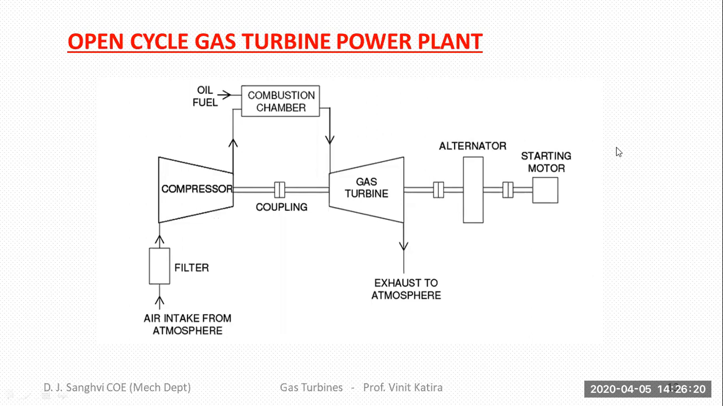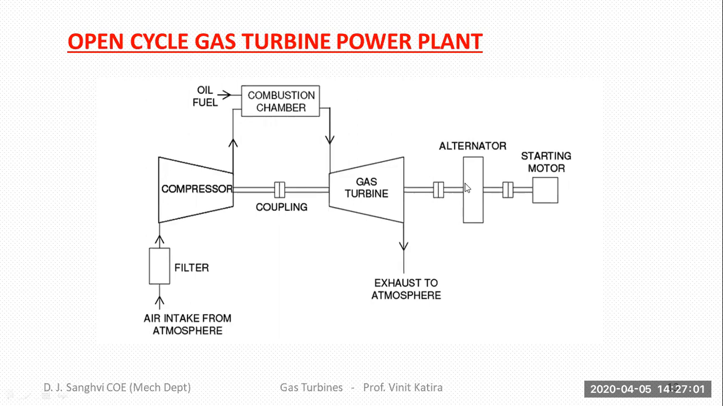Next is the open cycle gas turbine power plant, which is the most commonly used type of gas turbine power plant. Here most of the things are similar, except that you need to add an air filter before the compressor so that no dust particles or dirt enters the compressor when the air is being compressed. Your compressed air is then sent to the combustion chamber where oil fuel or gaseous fuel is mixed and ignited, and the products of combustion are then sent to the gas turbine, which rotates the turbine.